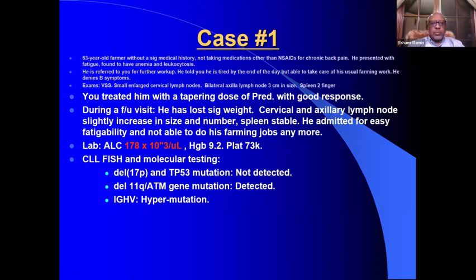So these are the results of the FISH and the molecular testing. So now, which regimen would you treat him with? Because now clearly he needs treatment. He does fit the criteria or the indication for treatment. So which regimen would you use?